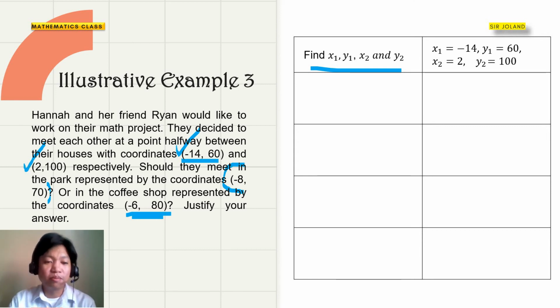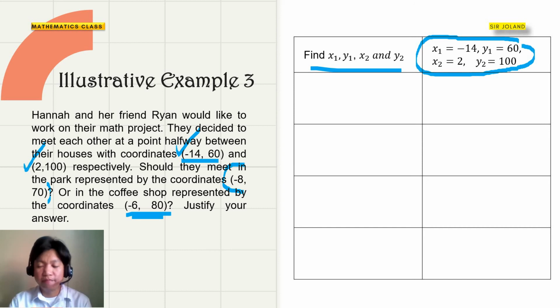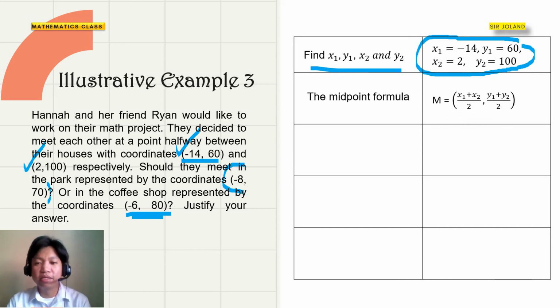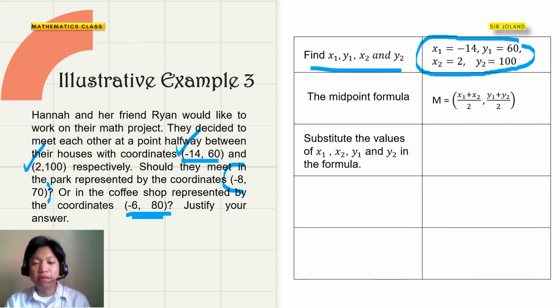And then yung ating second point is yung 2 and 100, so nandoon si x sub 2 and y sub 2. So, ayan, na-substitute na natin siya dito. Okay? Next is you write the midpoint formula. So m is equal to the quantity x sub 1 plus x sub 2 all over 2. And then for the y coordinates, y sub 1 plus y sub 2 all over 2. Okay? And then substitute the values in the formula.